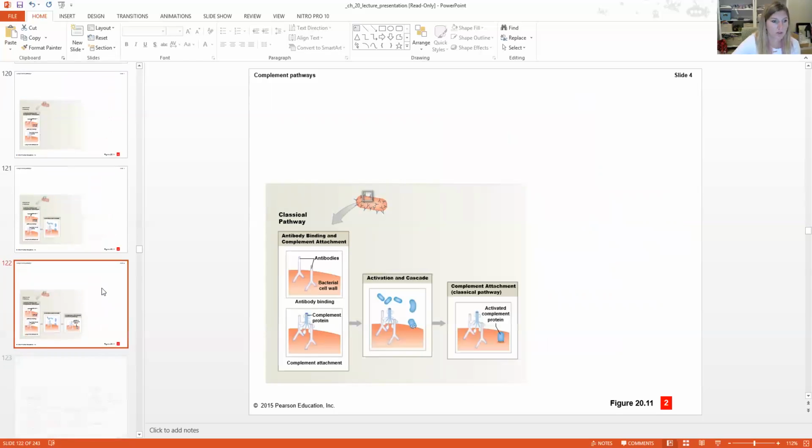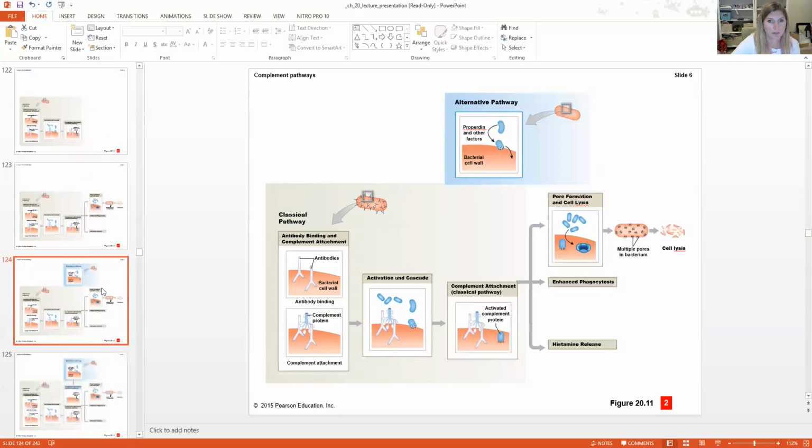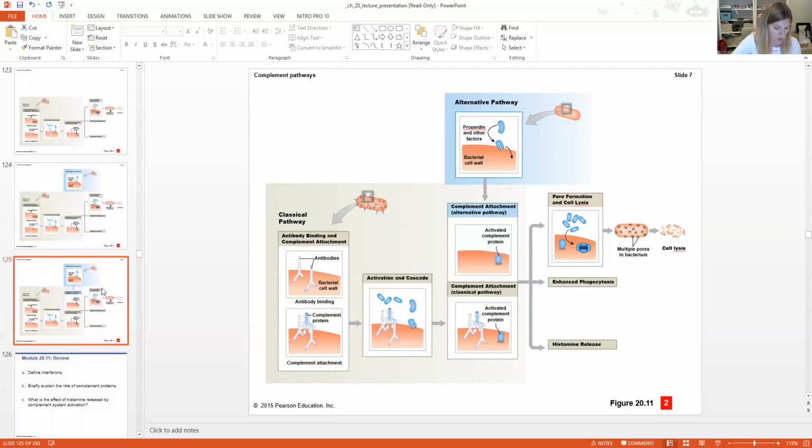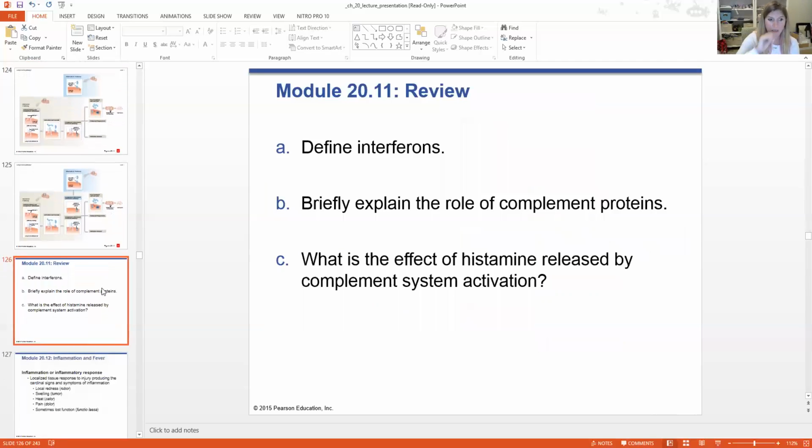So there's the whole system kind of graphed out for you, and the difference between the alternative and classical pathway really just has to do with how it is activated. The alternative pathway is activated by plasma factors. The classical pathway is really just activated by the specific antigen and the chain reaction. So you can pause the video here, go back and review these 3 questions. We're going to continue on with this section and talk about inflammation.